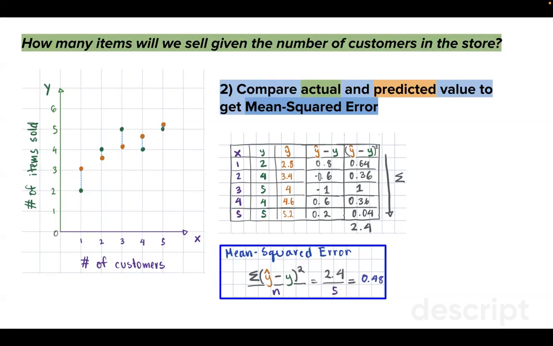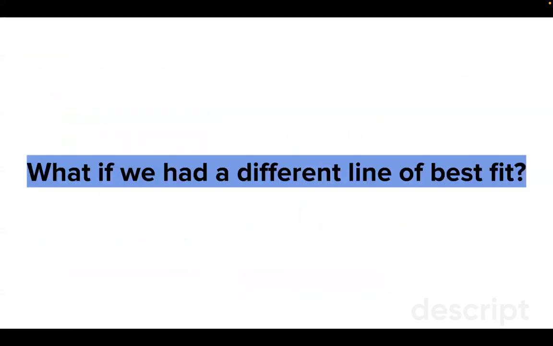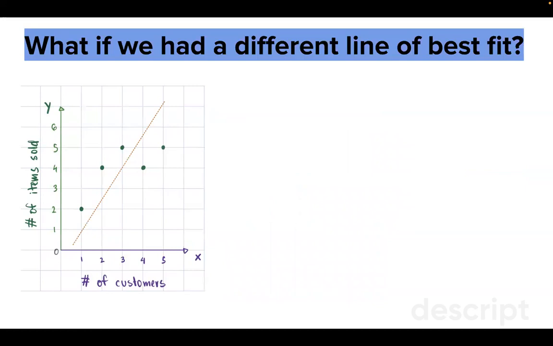Great, so we've calculated a mean squared error for this line of best fit model for our prediction of the number of items sold given the number of customers in the store. So what does this value mean? Is 0.48 a relatively good mean squared error or a bad mean squared error? To put this into perspective, let's look at if we had a different line of best fit for the same example. Let's say we had this line of best fit, which is much steeper.